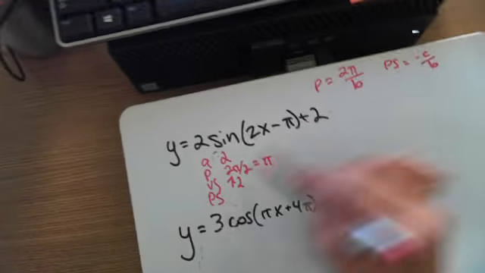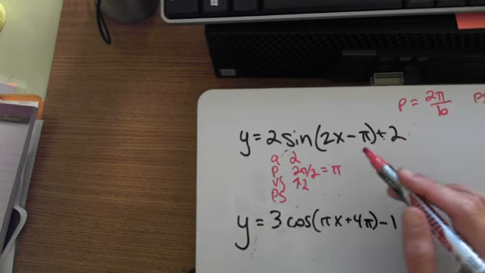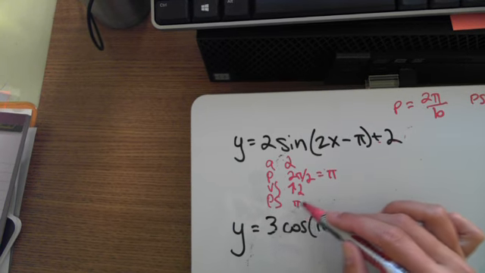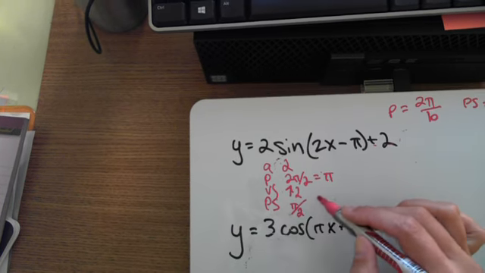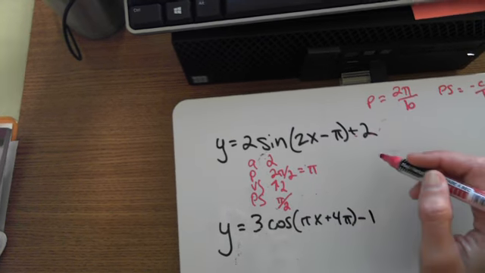Then my phase shift, I've also put that up here, is negative c over b, and that will take care of the direction for you. So because c is negative pi, a negative pi makes it positive pi over b, which is 2. So I have a phase shift of moving to the right, pi over 2.